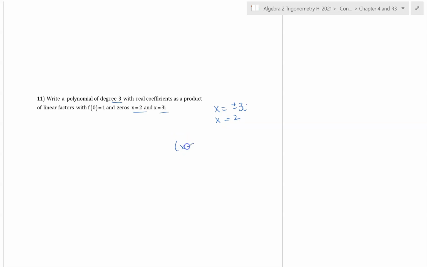So we have x minus 2, x minus 3i, x plus 3i, but here's what's also different about this one. I told you a specific point. So that means we have some coefficient a here, and we're not sure what that coefficient is. We need to find it. So there's a point at (0, 1). That's a solution of our function. So that means when x is 0, y is 1.